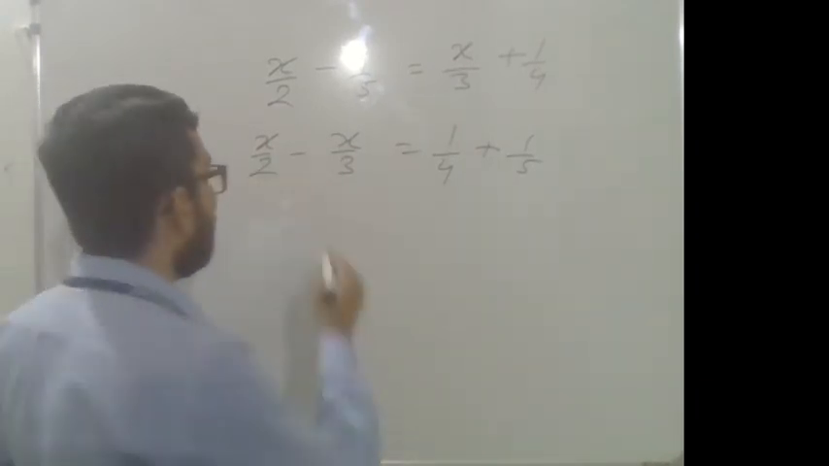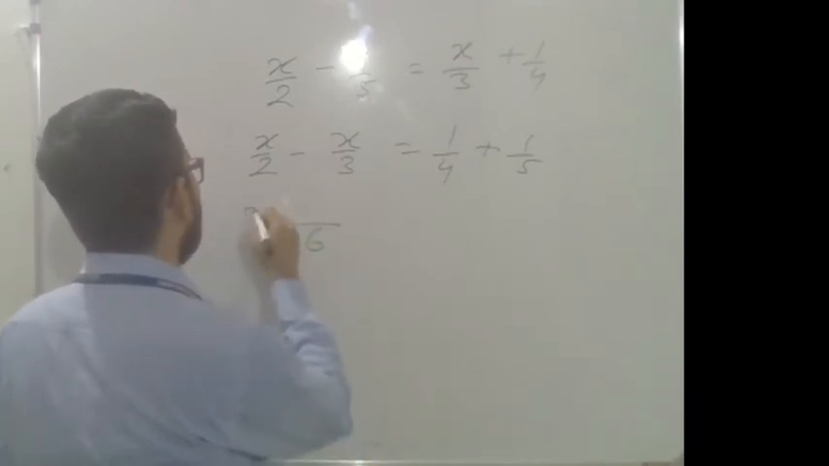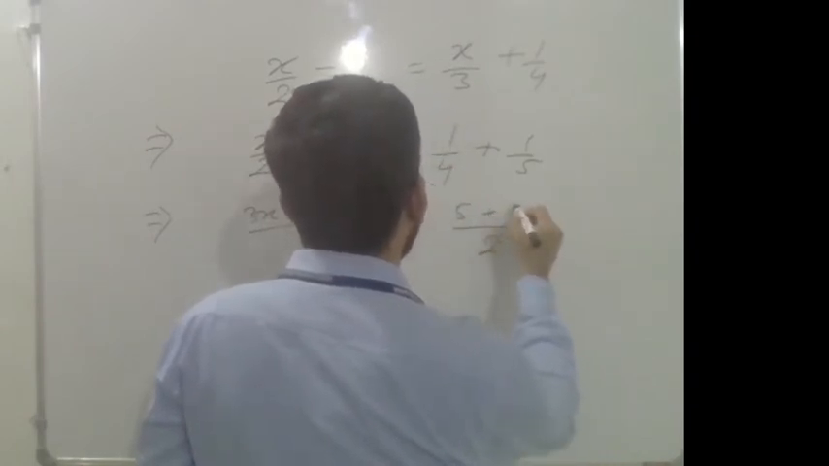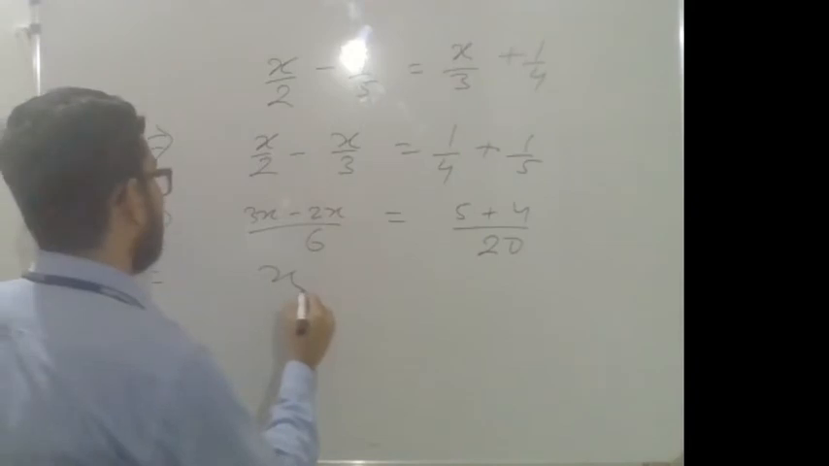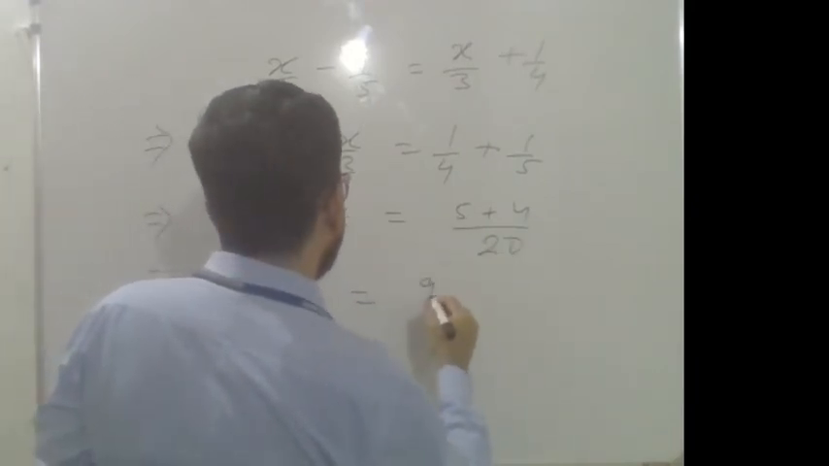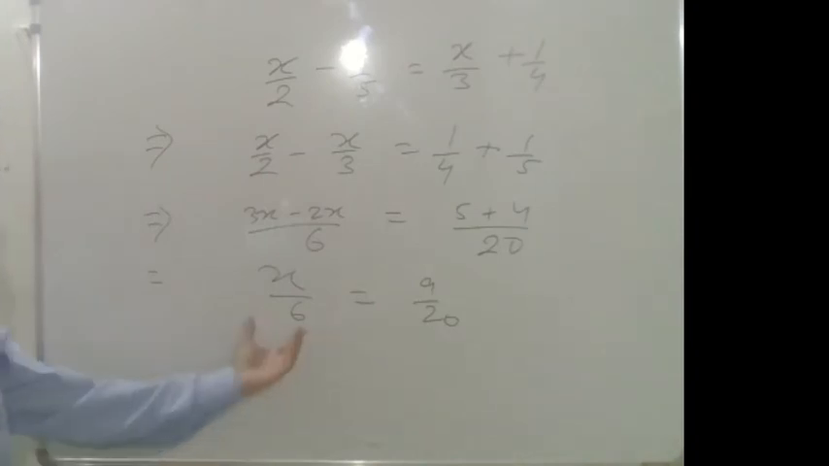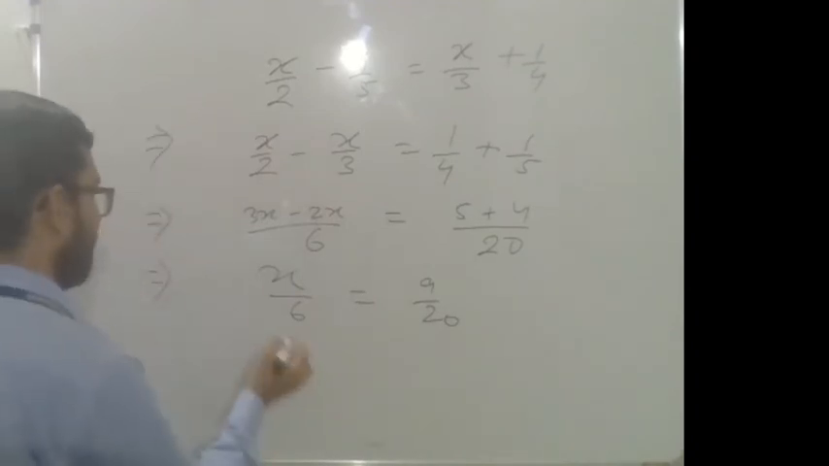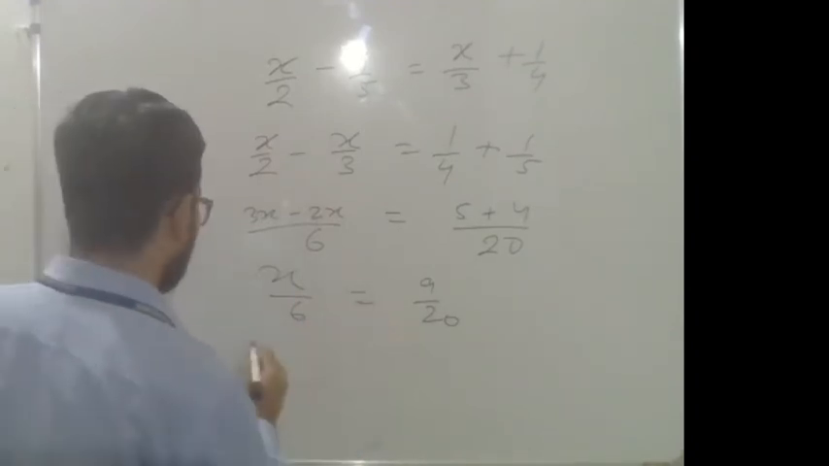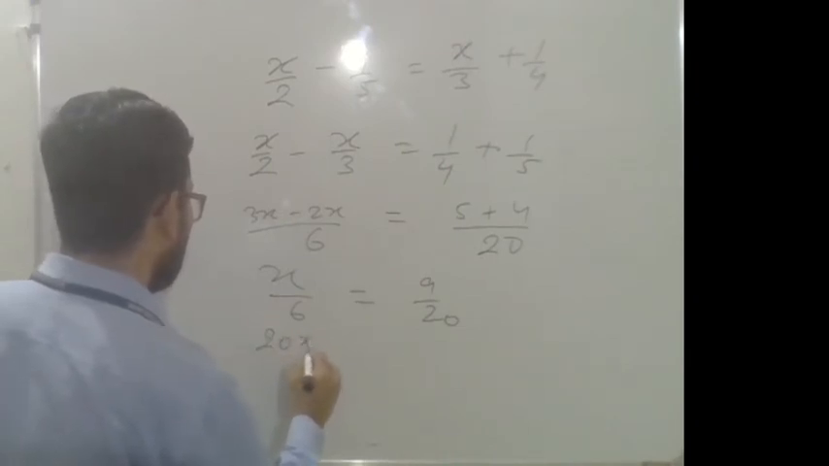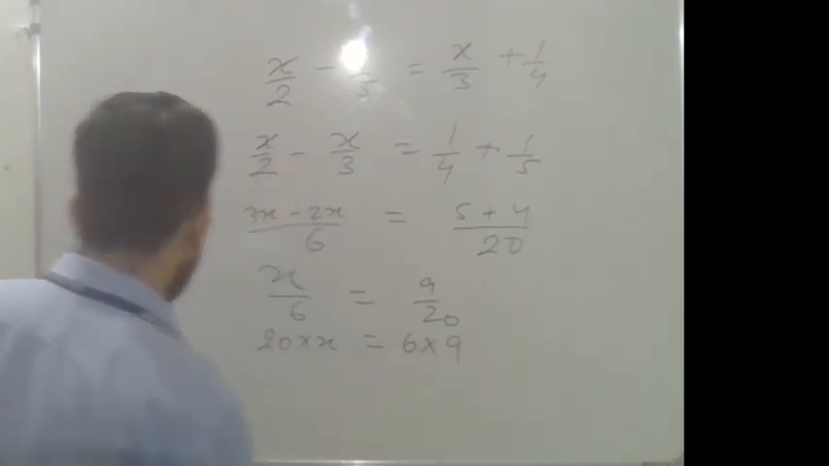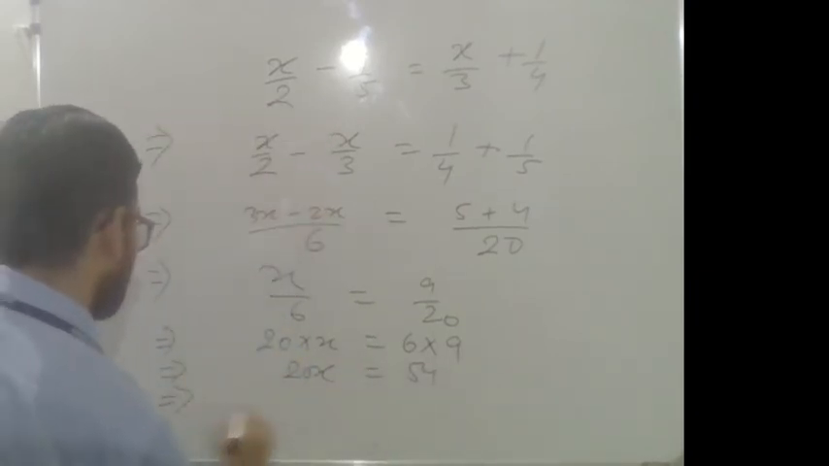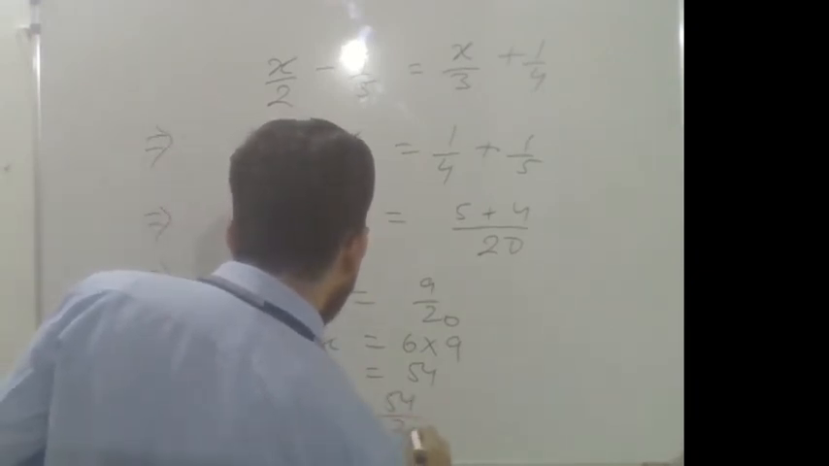You just take the LCM. When you take the LCM, it will be 6. 3x minus 2x is x by 6, and 5 plus 4 is 9 by 20. When you get a single term on the left side and a single term on the right side, you just cross multiply. So 6 into 9, 20 into x. 20 into x is 20x, and 6 into 9 is 54. X is equal to 54 upon 20.